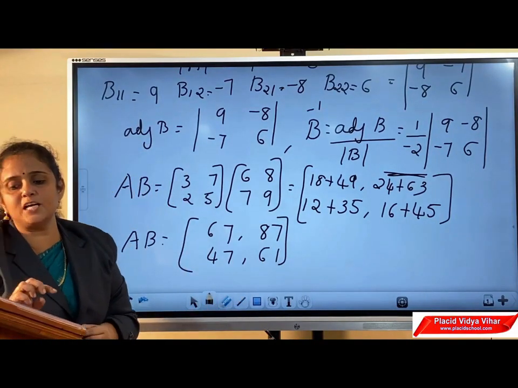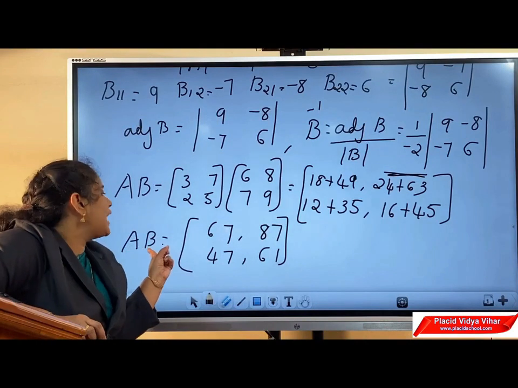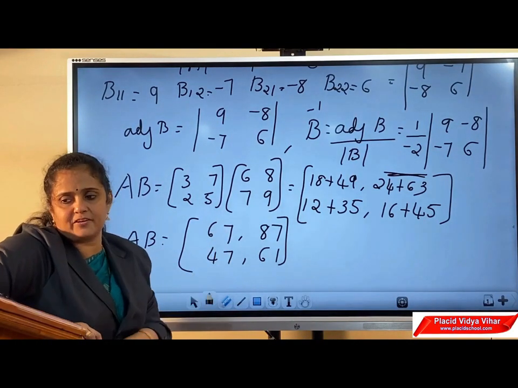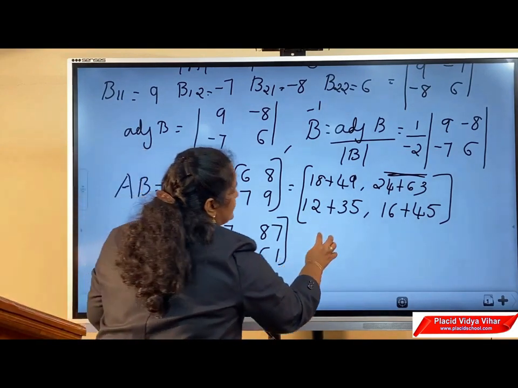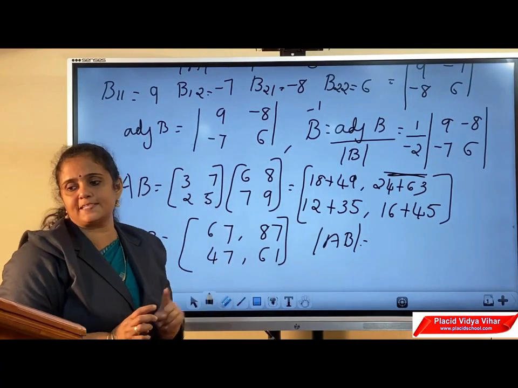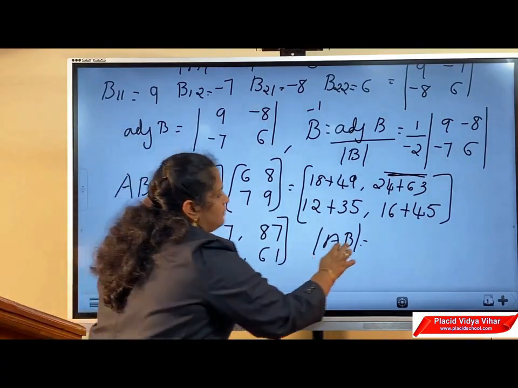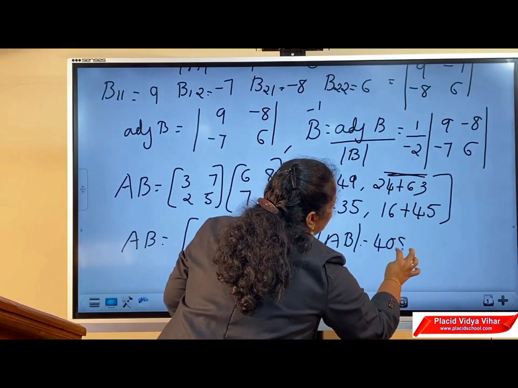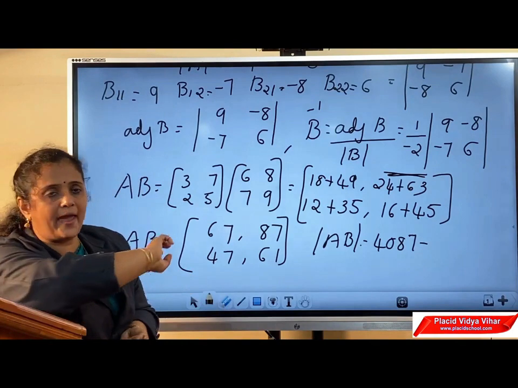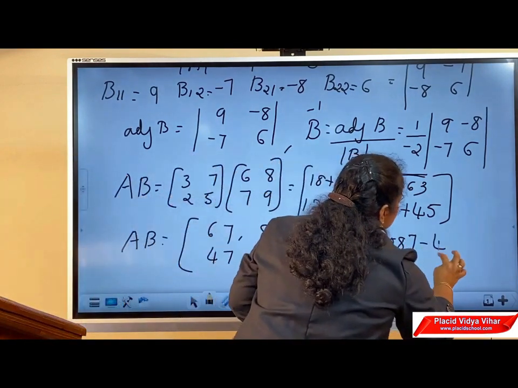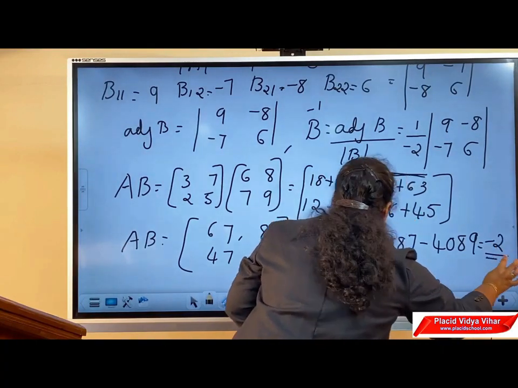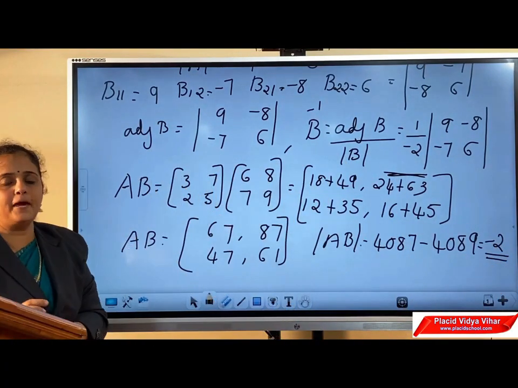Then we can find the determinant of AB. The A into B is 67, 87, 47, 61. Determinant of AB is equal to, you cross multiply. The 67 into 61, 4087, minus 87 into 47, that is 4089. The answer is minus 2. Determinant of AB is equal to minus 2.